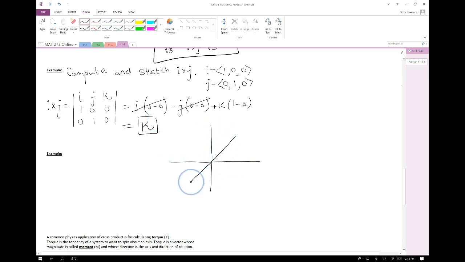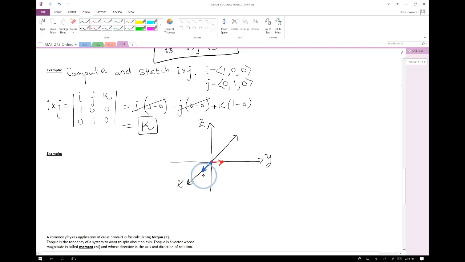if we imagine that we've got a three-dimensional coordinate system here, X is coming out at us, Y is going horizontally left and right, Z is going vertically up and down. What we've just done is we took vector I, which is 1 unit in the x direction, and vector J, which is 1 unit in the y direction, and we just calculated a vector that is orthogonal to both of them.